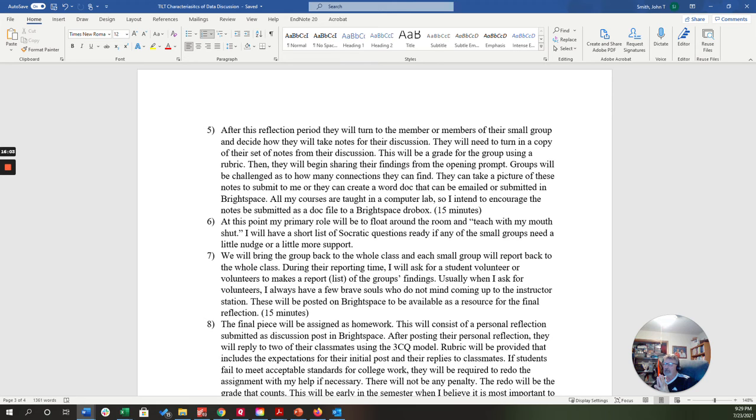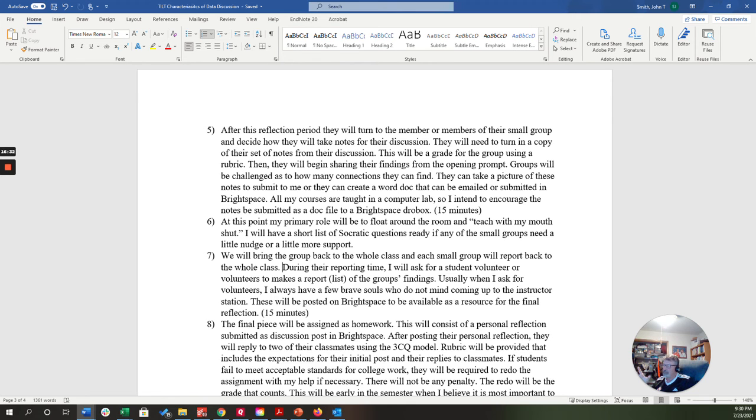During the reporting time, I'll ask for a student volunteer or volunteers to make a report list of each group's findings. Usually when I ask for volunteers, I always have a few brave souls who do not mind coming up to the instructor station. And the idea is I don't want to be the one standing at the instructor station like the sage on the stage. When I'm able to talk people into doing this, I move to the back of the room and try to be less obtrusive, let the students do as much of it as they can.